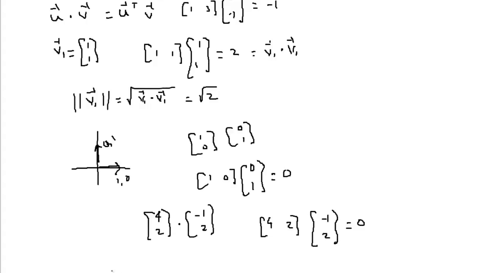Now, you probably know that matrix multiplication in general is not commutative, but dot products are commutative. So it is a fact that u dot v is equal to v dot u.